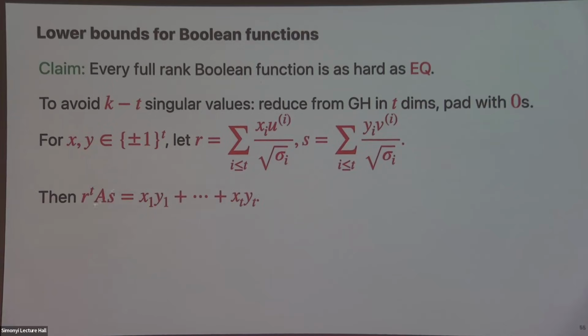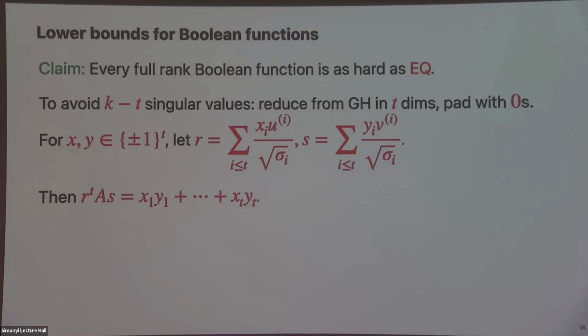Once I do this, then R transpose AS is still going to be the inner product in t-dimensional space. Okay? This, of course, came at a cost, because I took an instance in t-dimensional space and I embedded it into this larger k-dimensional space, right? Because the singular values, they are of a k-dimensional matrix, they still live in k-dimensional space.